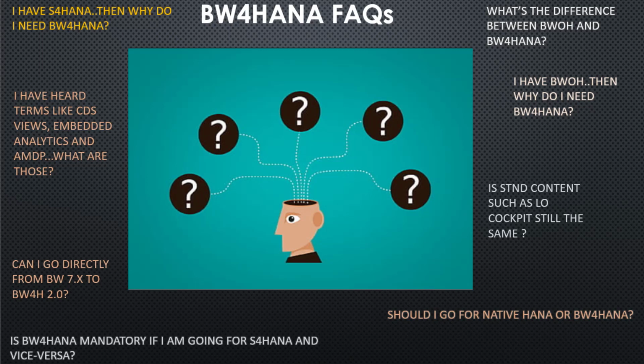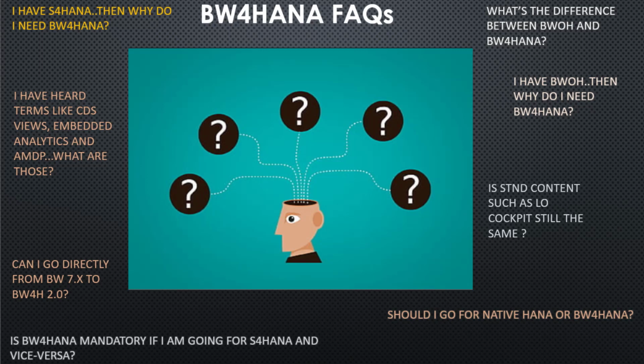So questions like, I already have S4HANA, then why do I need BW4HANA? What is the difference between BW on HANA and BW4HANA? I have heard about terms like embedded analytics, AMDP, CDS views. What are those and how do they relate to BW?